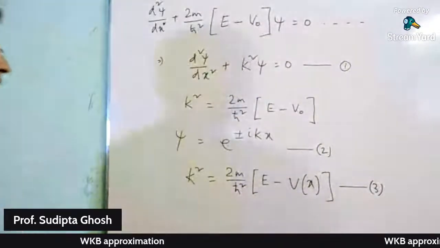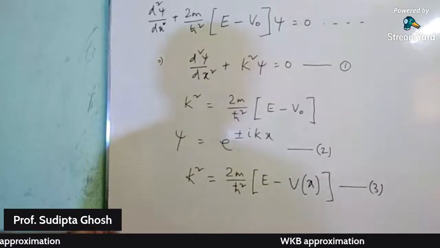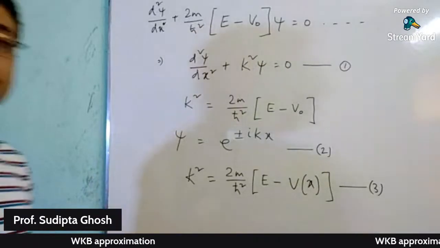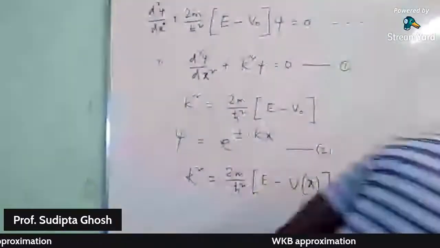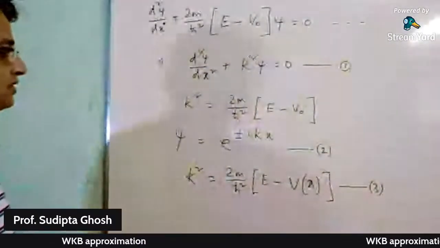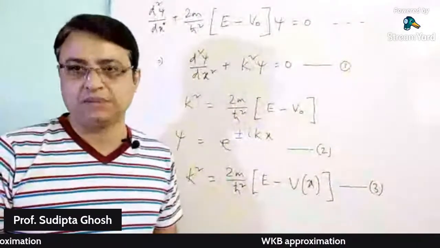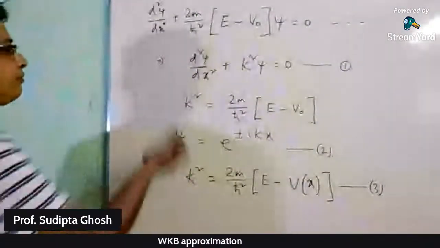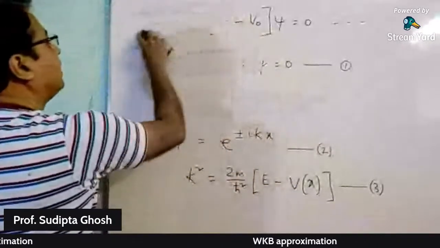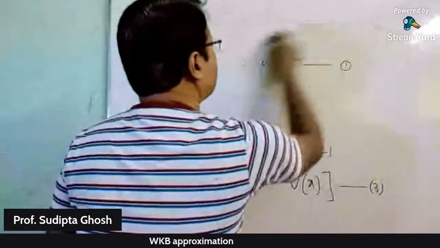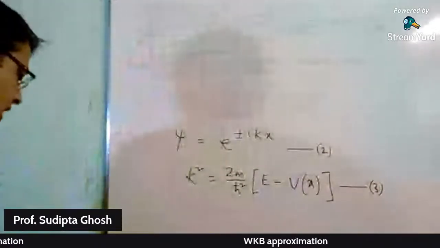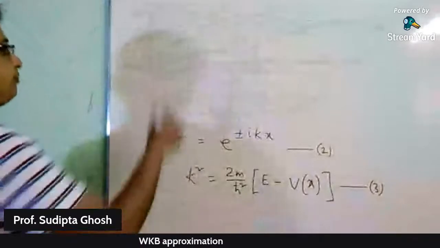Now, writing the solution of Schrodinger's equation in the following form and substituting in equation 1. We have taken psi, the solution of equation 1, as psi equals e to the power plus or minus i k x. I have to find out the value of d psi by dx and then d2 psi by dx2. We have to find out the value of d psi by dx as psi equals.